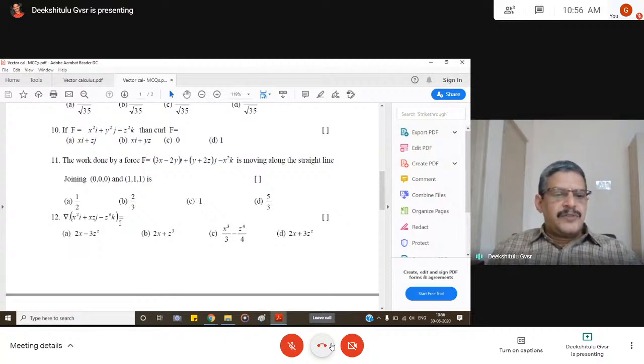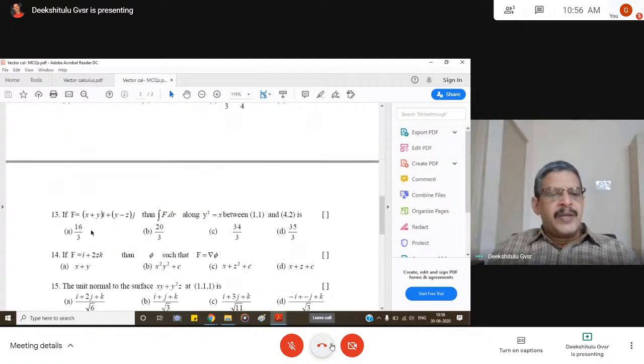So divergence of this vector, you can find it: dou f1 by dou x plus dou f2 by dou y plus dou f3 by dou z. So that becomes 2x, this becomes 0, minus 3z square. Direct question. F is (x plus y) into i, (y minus z) into j. Then f dot dr along y square is equal to x between (1, 1) and (2, 4).